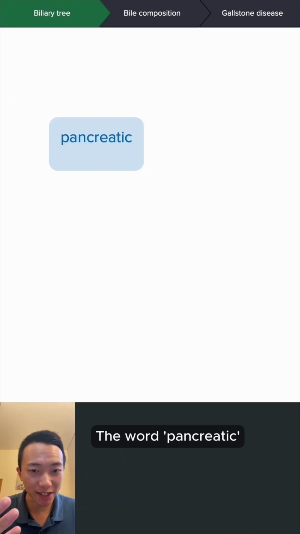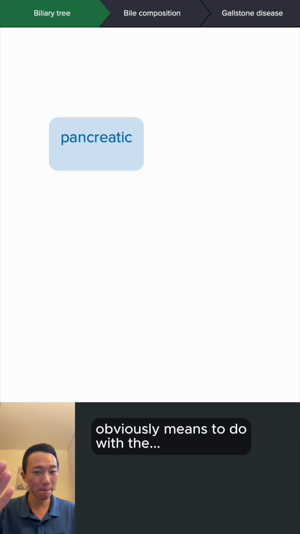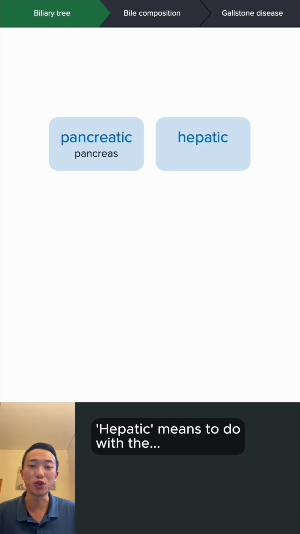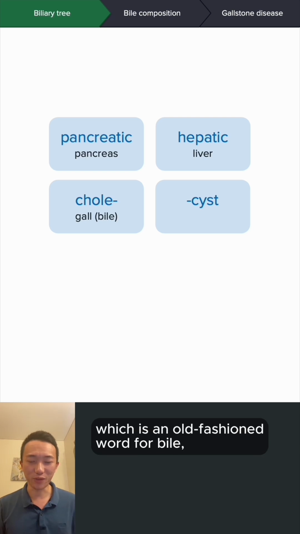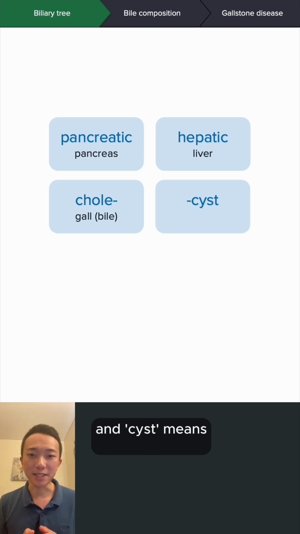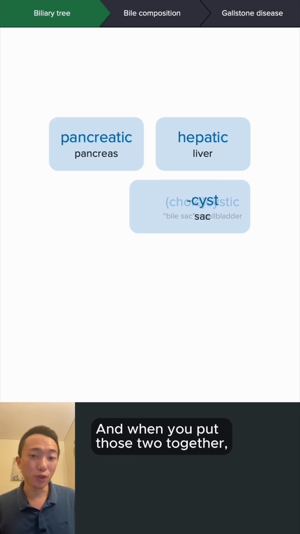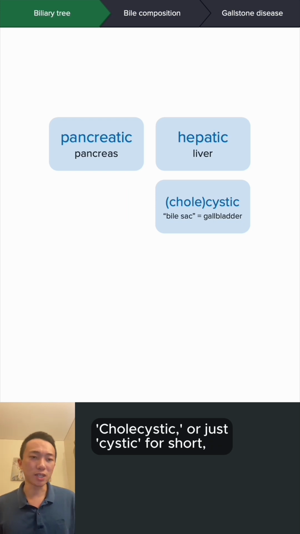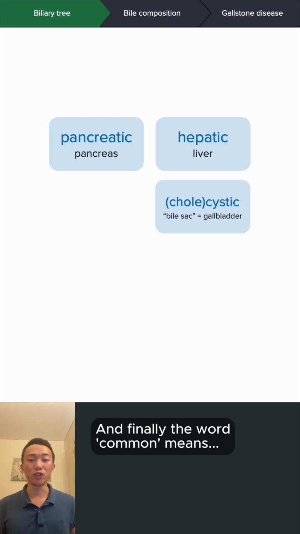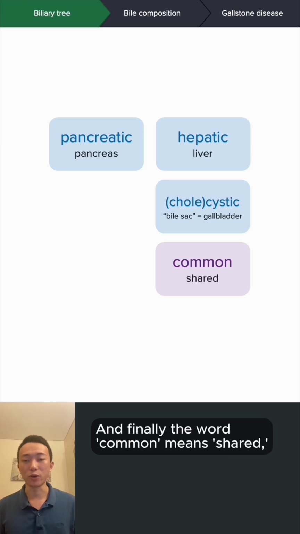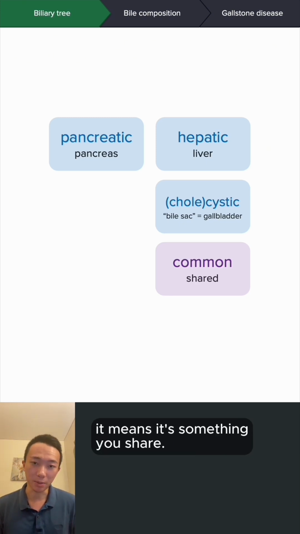The word pancreatic obviously means to do with the pancreas. Hepatic means to do with the liver. Chole means gall, which is like an old-fashioned word for bile, and cyst means a sac of fluid. And when you put those two together, cholecystic, or just cystic for short, means bile sac, i.e. the gallbladder. And finally, the word common means shared. You know, if you have something in common with someone, it means it's something you share.